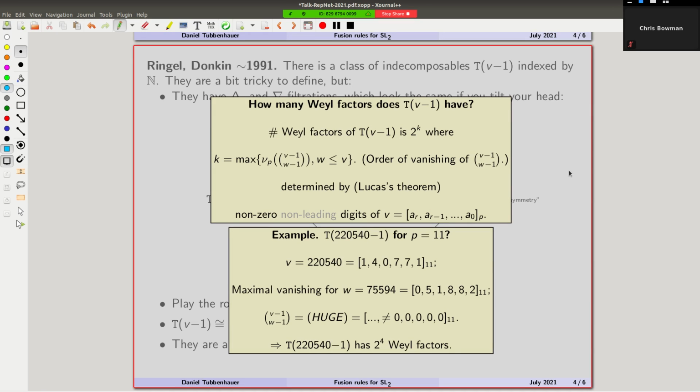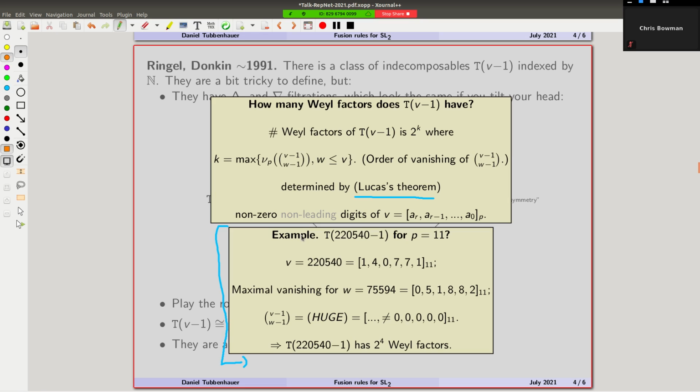Okay, this was the tilting modules, and the natural question you would then ask is, well, how many simple modules appear in the tilting module? The better question to ask is how many Weil modules appear in the tilting module. And the answer is again given by Lucas' theorem, and I'm going to explain that in my example down here. So as soon as you understand this example, you can do it in general.